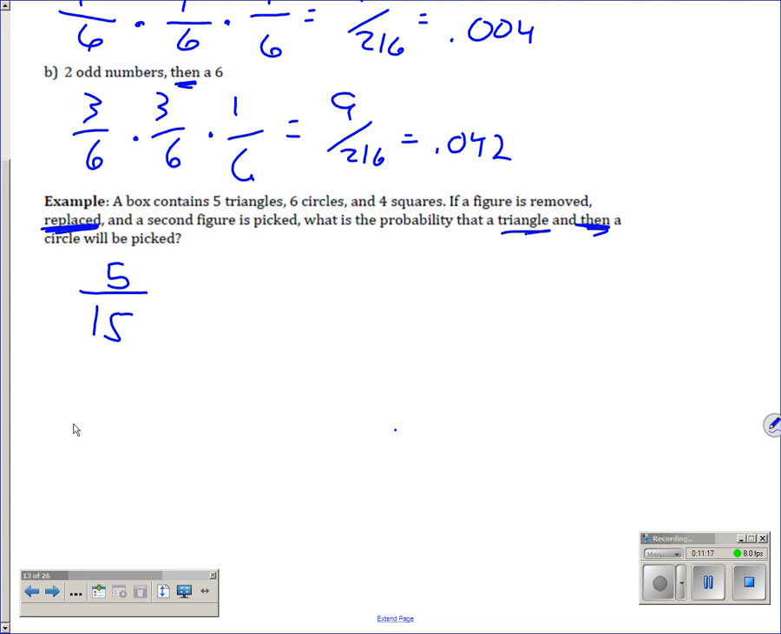Now, you're going to see that a lot of problems have the keyword replaced or without replaced. Because it says replaced, it means that they're independent events. Because this probability does not affect my second probability. Because we have an equal chance. Nothing has changed. It's going to be times by, then the probability of getting a circle, we have 6 circles out of 15. So, we've got a decimal for that. Good. So you have about a 13.3% chance of doing that. Okay. Any questions on that? Does that make sense?